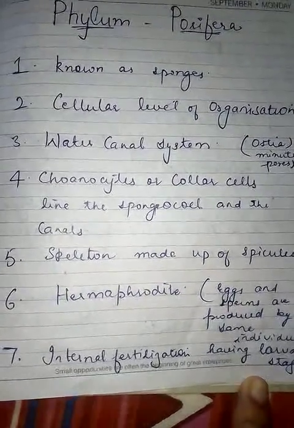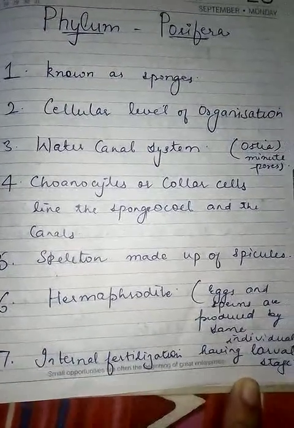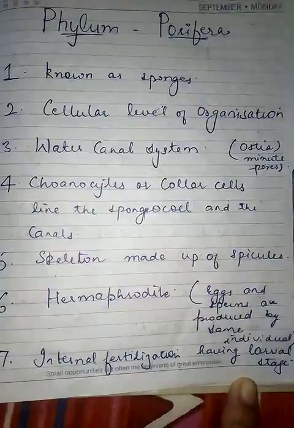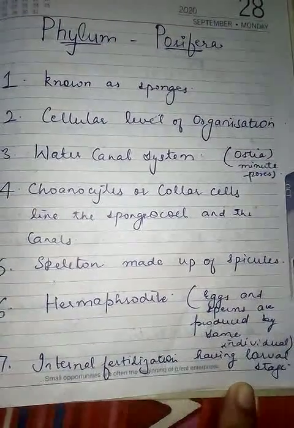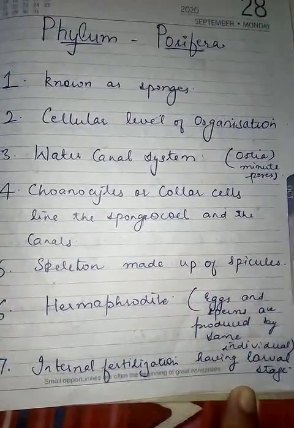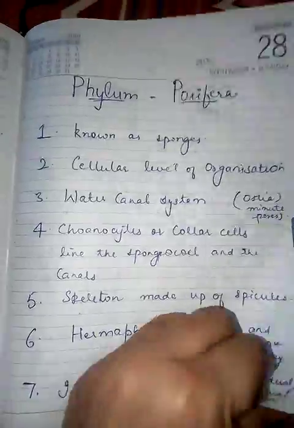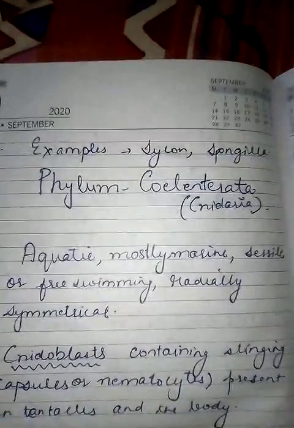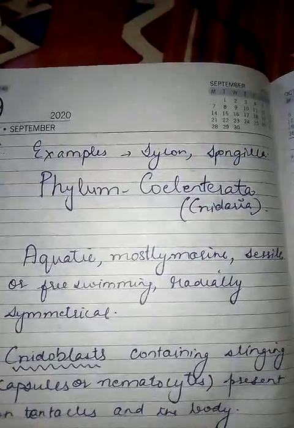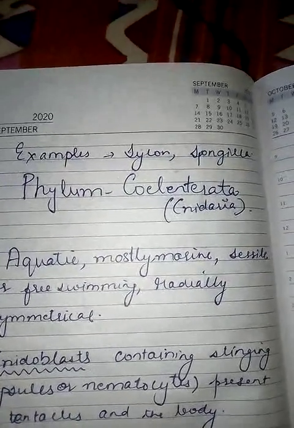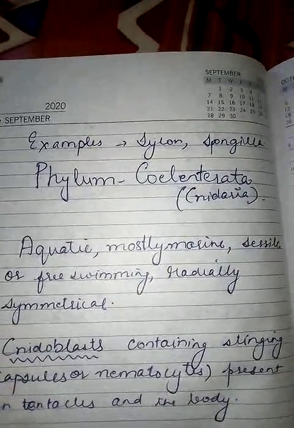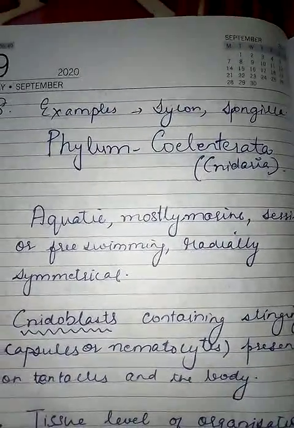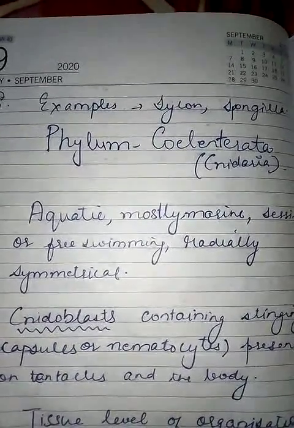They are hermaphrodite. Hermaphrodite means eggs and sperms are produced by the same individual. Then internal fertilization, having a larval stage. These are the features of Phylum Porifera. Examples are Scypha and Spongilla. Spongilla is a freshwater sponge. These two examples are important, Scypha and Spongilla.